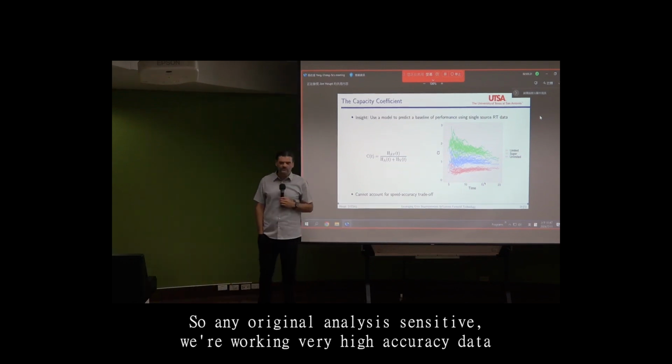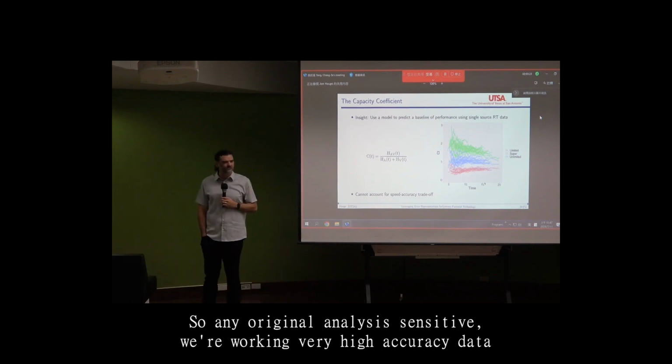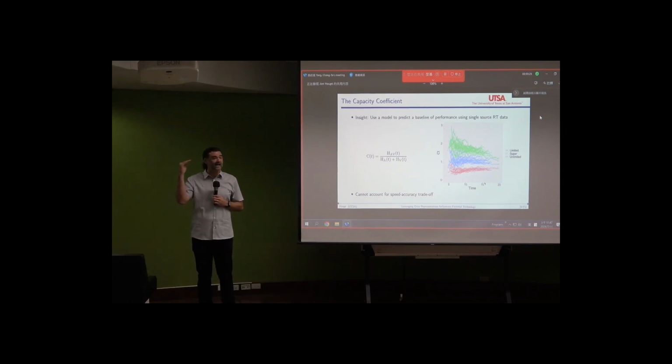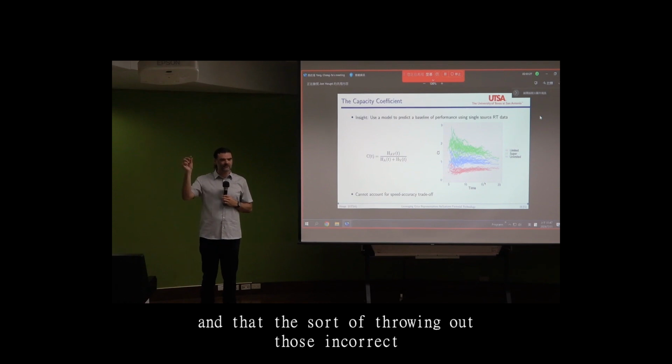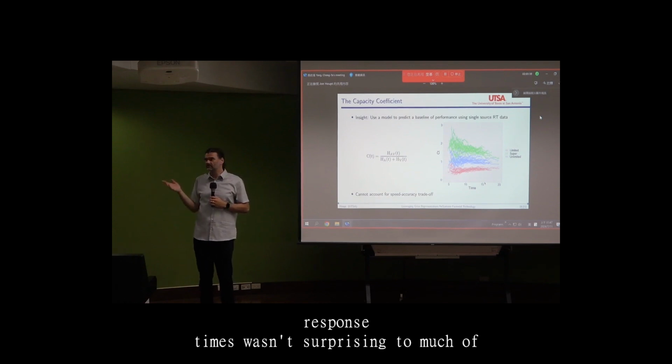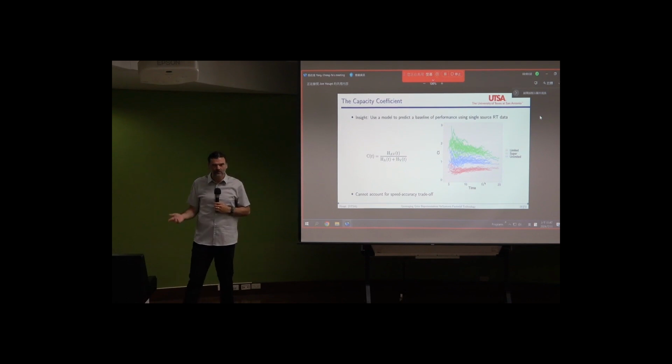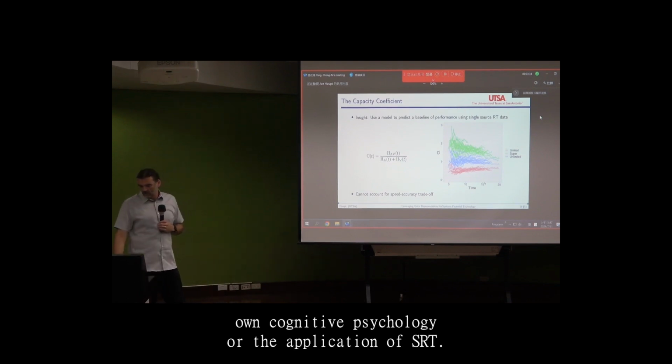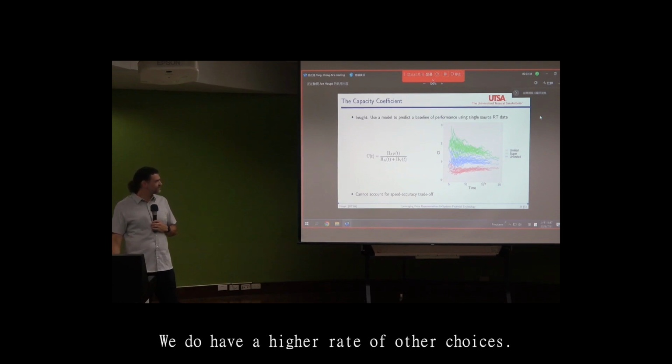A major detriment of this approach is that it can't account for speed-accuracy trade-offs. So in the original analyses, we sort of assumed that we were working with very high accuracy data, and that throwing out those incorrect response times wasn't going to bias it too much. Oftentimes, though, in cognitive psychology or any application of SFT, we do have a higher rate of other choices.